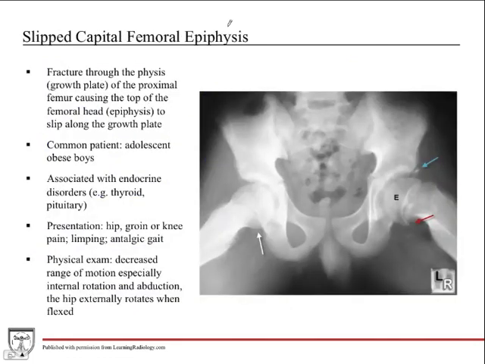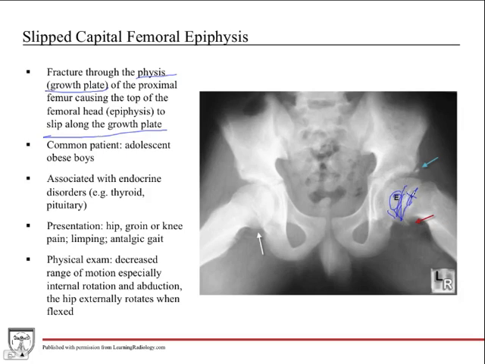So the other pediatric disorder we're going to talk about is slipped capital femoral epiphysis. So what this is, a fracture through the growth plate of the proximal femur, causing the top of the femoral head, also known as the epiphysis, to slip along the growth plate. So here's the epiphysis indicated in E, and as you can see, the growth plate here has widened, and it's actually caused the top to slide on top of the base of the growth plate here. So you actually see the top of the femoral head sliding on this growth plate.